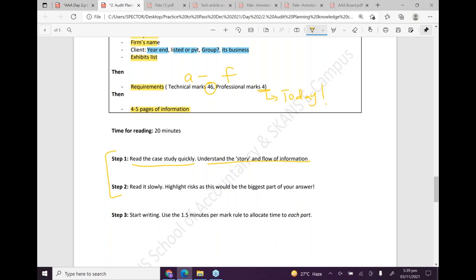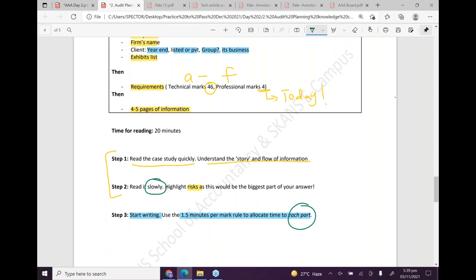Then the second time, I want you to read this slowly and this time highlight the risks that you find. Remember, risks are going to be about 25 marks out of 50. So in the second time reading, if you spend a bit of time in highlighting the risks, then that's the best thing to do. After you've read the risks and highlighted them, you can start copy pasting the highlighted portions in your response area and answer each part using the 1.5-minute rule.